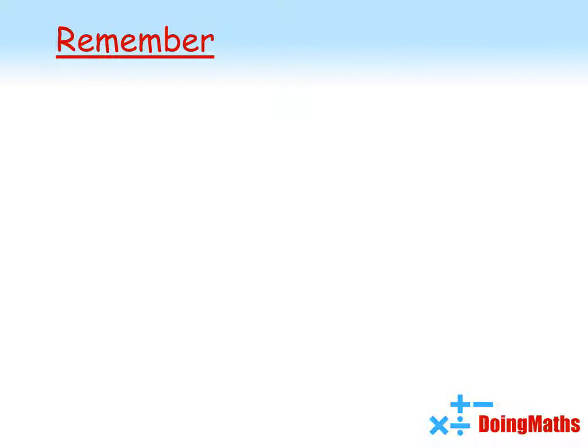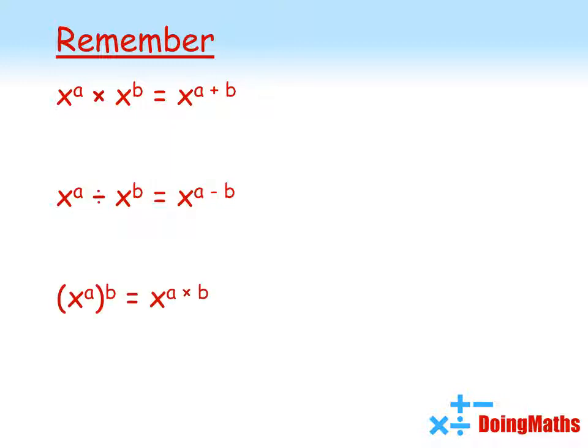So remember, our rules are, if you multiply two powers together, you add the indices to get your final answer. If you're dividing them, you take the second power away from the first power. If it's a power of a power, you multiply the two powers together. If you remember the examples we've used in this video, this will make these three formulas a lot easier to remember.